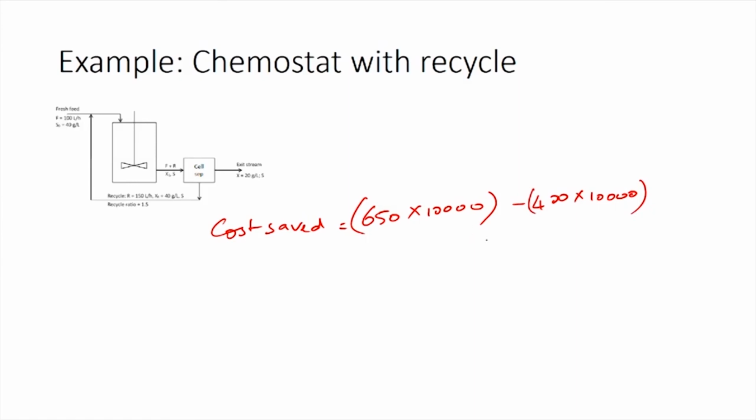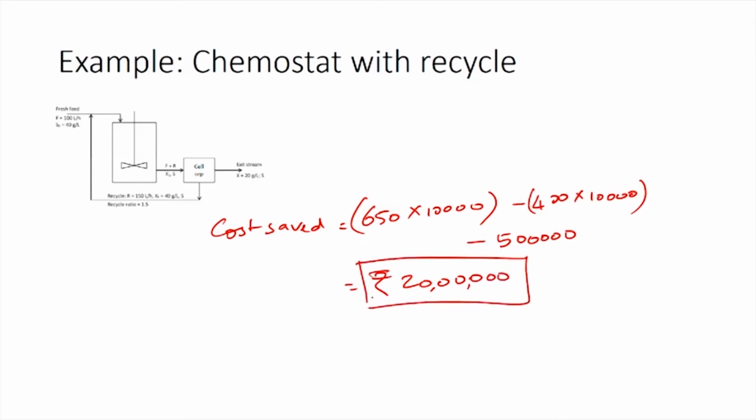In the cost saved, we should deduct the cost associated with the purchase of the cell separator. This would give us a total cost saved of 20 lakhs. So, by using this cell separator and a recycle stream, we would be able to save 20 lakh rupees just for the installation process. Obviously, there will be more savings due to the operational costs being cut down as the cells are being recycled. With this, we come to the conclusion of the review for the basic aspects of material balances. Thank you and goodbye.